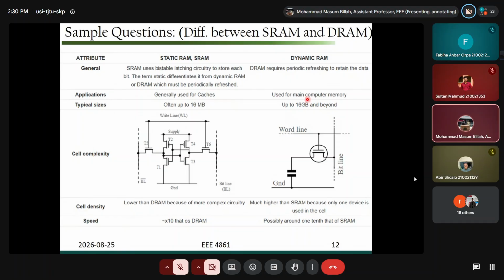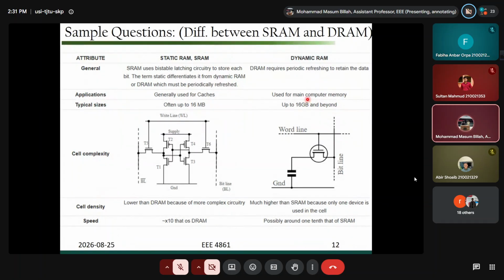Whereas in SRAM, you need more transistors than DRAM, but here you have 2 bus transistors and 4 transistors. Basically, they form 2 inversely connected inverters. Like T1, T2 will be one inverter, T3, T4 will be another inverter. This is called cross coupled inverters. So you should know the sensing mechanism, how data is stored.